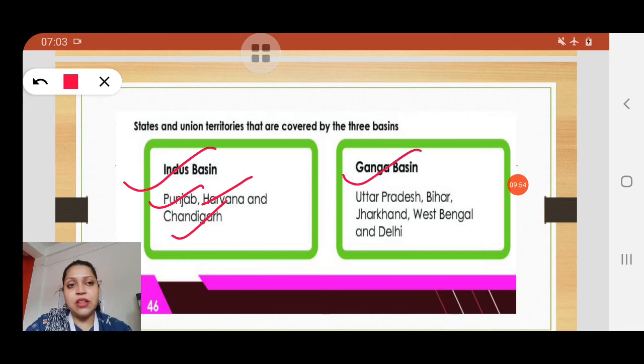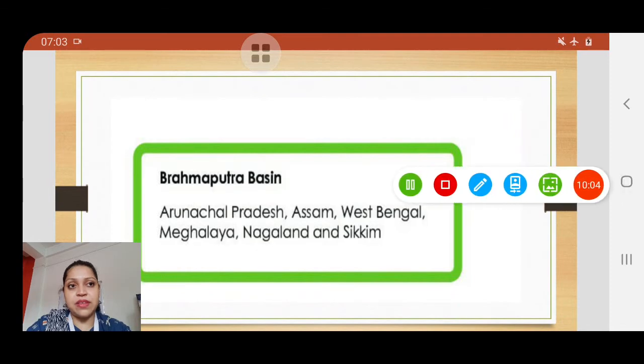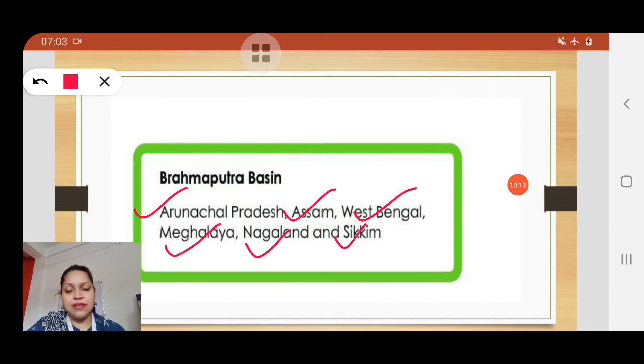Then Ganga basin: Uttar Pradesh, Bihar, Jharkhand, West Bengal and Delhi, these are all plains that have been made by the Ganga river. And then we have the Brahmaputra basin. Here Arunachal Pradesh, Assam, West Bengal, Meghalaya, Nagaland, Sikkim, all this has been made by the Brahmaputra basin or river. This is the plain area which has been made by the Brahmaputra.